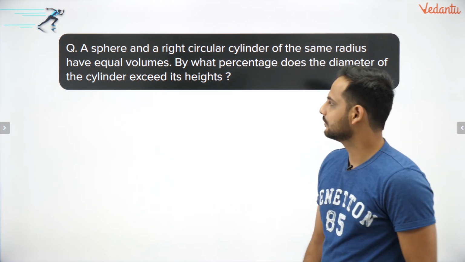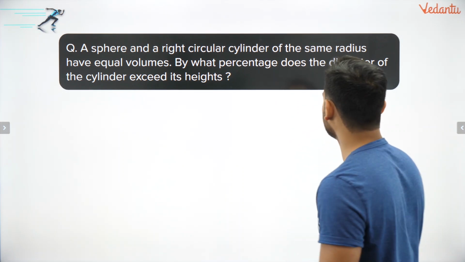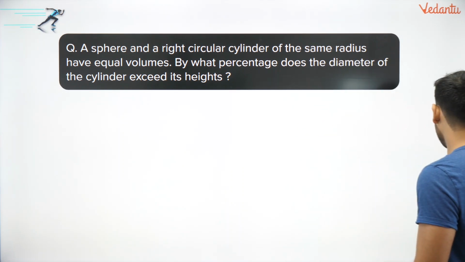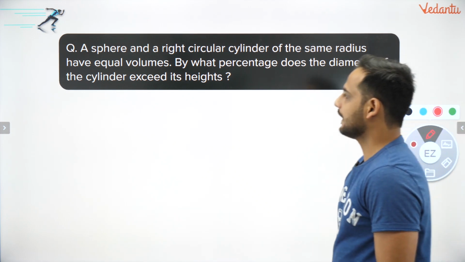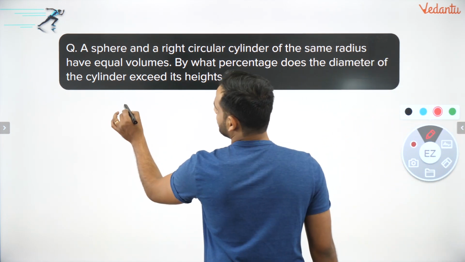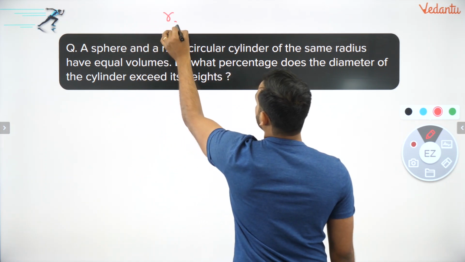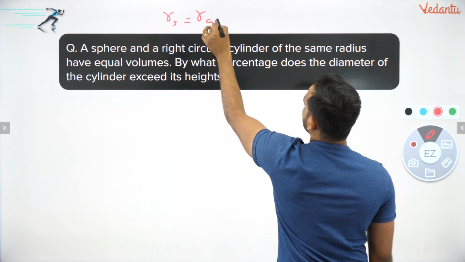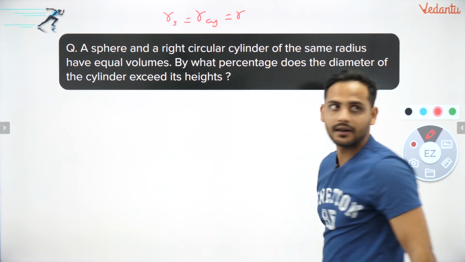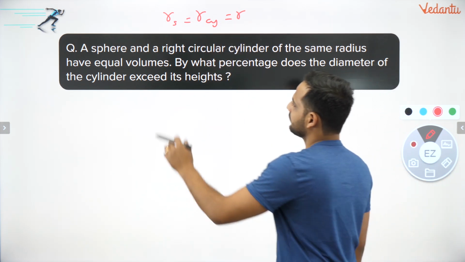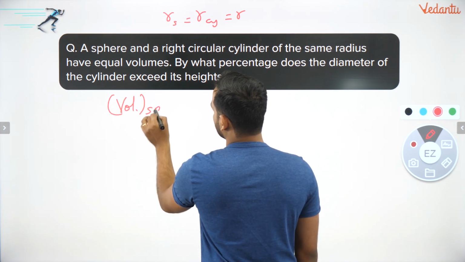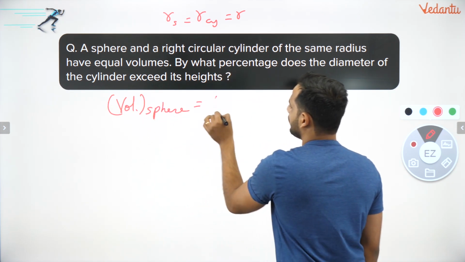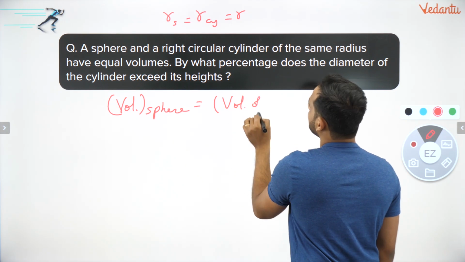Okay. So now bachon, see what they are saying: a sphere and a right circular cylinder of the same radius. So they have told that the radius of the sphere and the cylinder are both the same. And they have equal volume. So it is given, bachon, first thing, the radius of the sphere is equal to the radius of the cylinder and both are, let us say, equal to r. Correct? Second thing, we know that the volume of the sphere is equal to the volume of the cylinder.